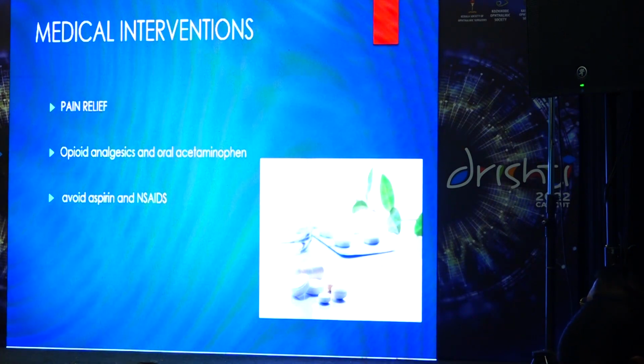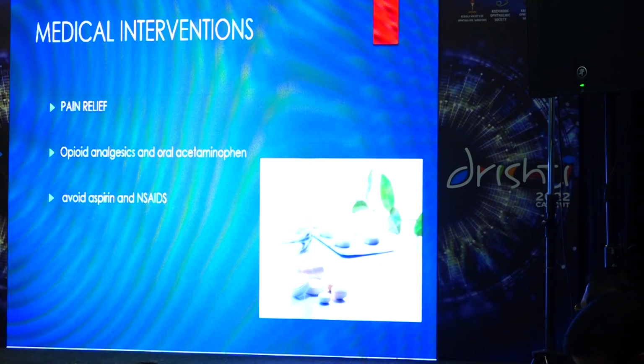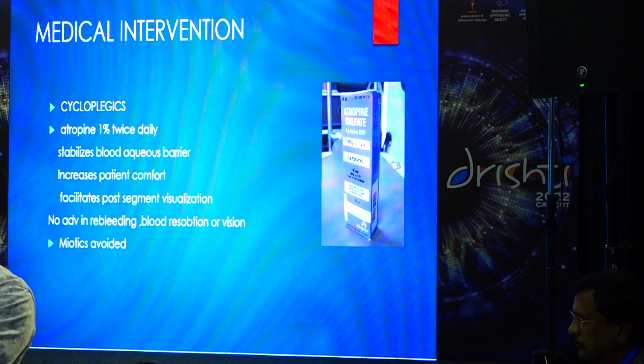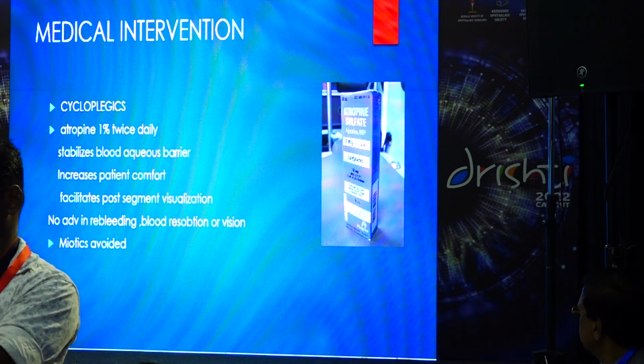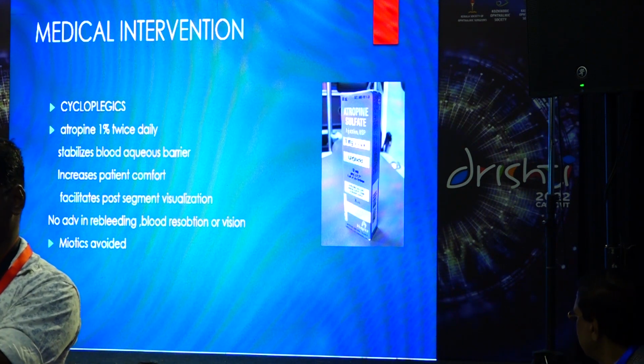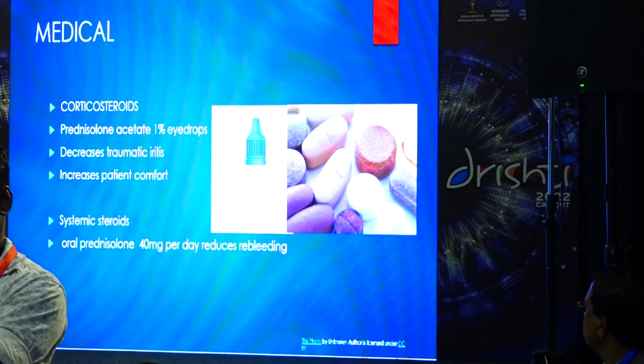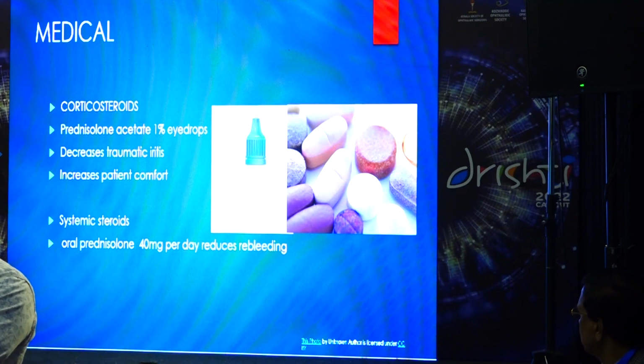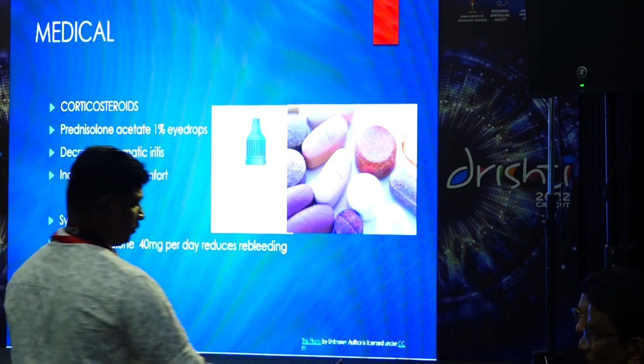The medical intervention consists of pain relief using opioid analgesics and oral acetaminophen. Avoid the use of NSAIDs and aspirin. Cycloplegics like atropine 1% eye ointment are used twice daily, stabilize the blood-aqueous barrier, increase patient comfort, and facilitate posterior segment evaluation. Miotics are preferably avoided. Corticosteroids, prednisolone 1% eye drops, are used 4 times daily to decrease the traumatic iritis associated with hyphema.